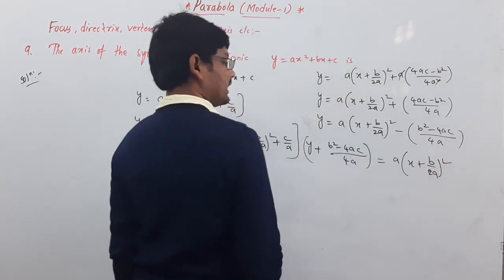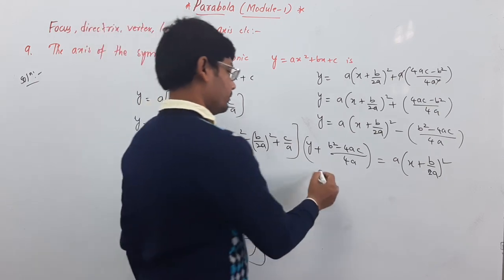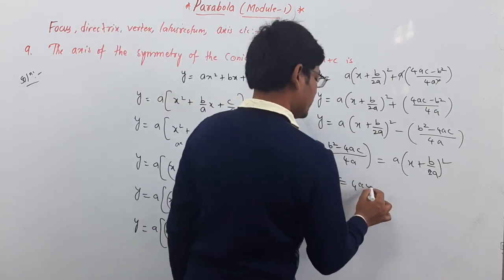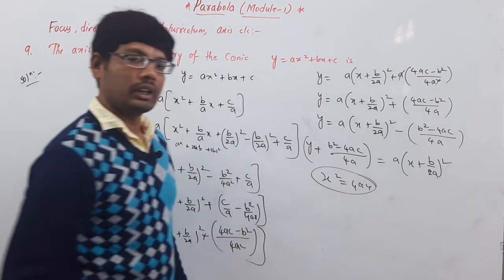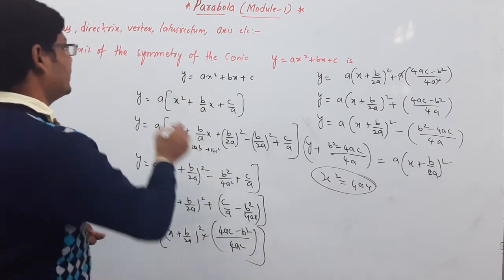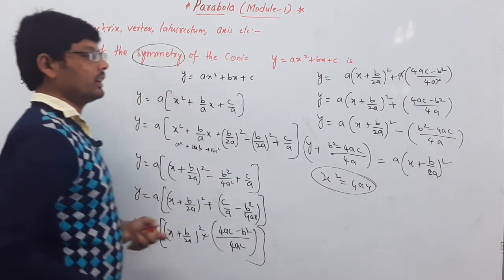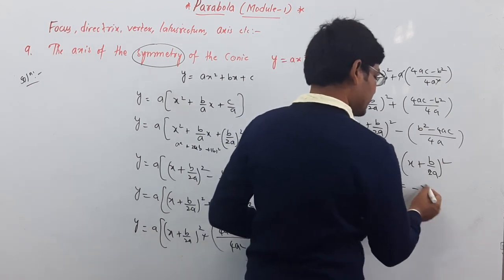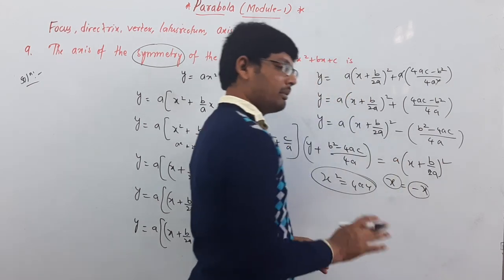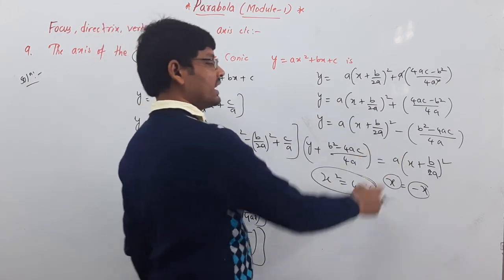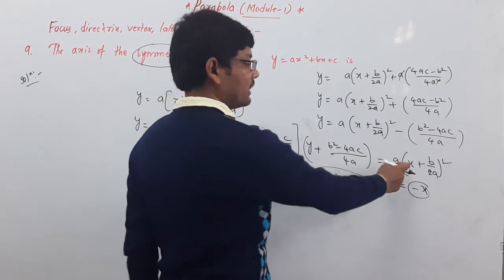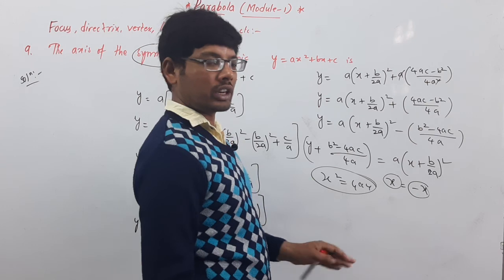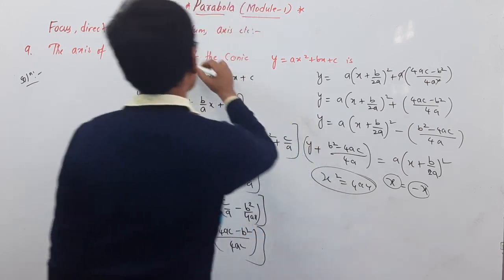Here it is in the form of x square is equal to 4ay, it is a parabola equation here. It is a parabola equation, and it shows symmetry. If you place minus x in place of x, the value will be the same, no change. Why? Because it is having a square here, that's why there is no change in the value. So it is a symmetry.